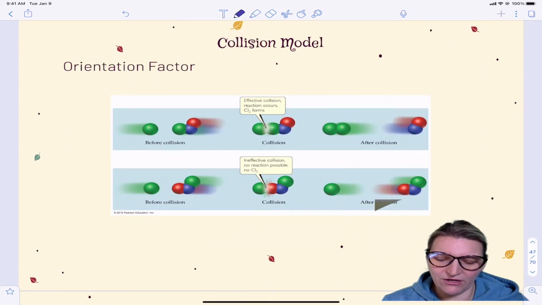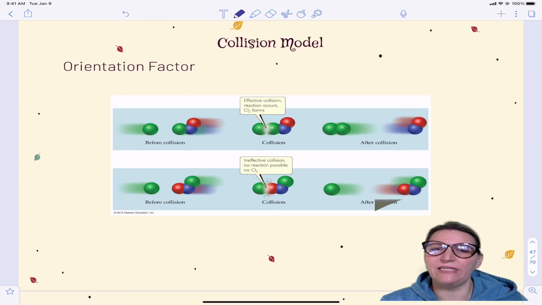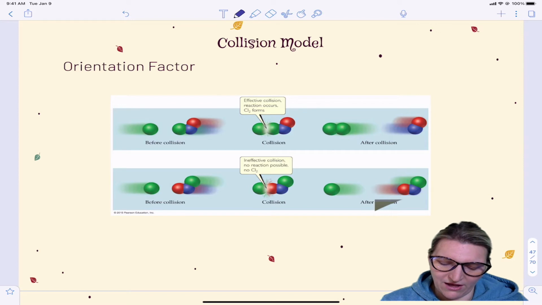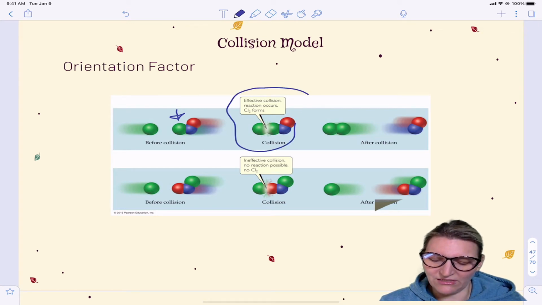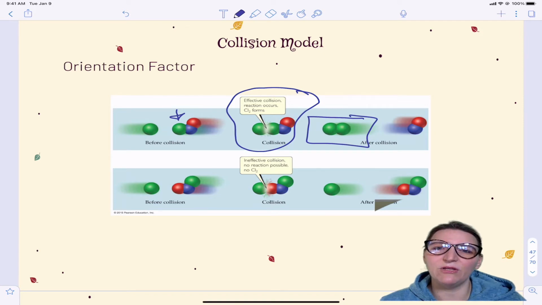So this graphic here just shows how orientation is important. If you have the green atom colliding with another green atom, we can see that this is an effective collision, and afterwards you have a new product. If that similar reaction happens, but that atom of chlorine does not collide with another chlorine atom, you can see that it just bounces right off. Right? No collision, or the collision takes place, but it isn't a successful collision.